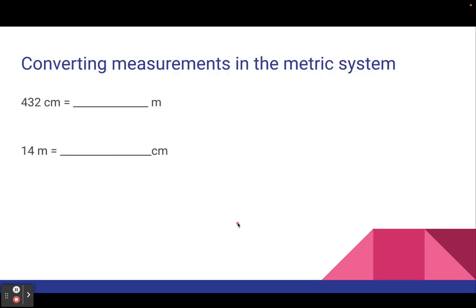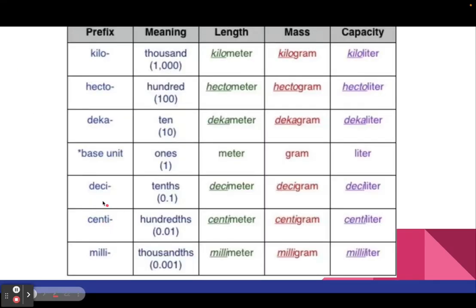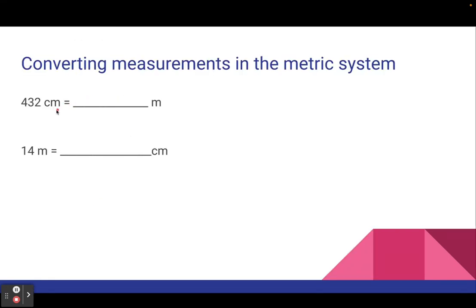If you're going to convert measurements in the metric system, this one is easy. You're just multiplying by 10 or dividing by 10. So to go from centimeters to meters, centimeters up to meters is 2 steps. So I can divide by 10 and divide by 10 again, or just start out dividing by 100.